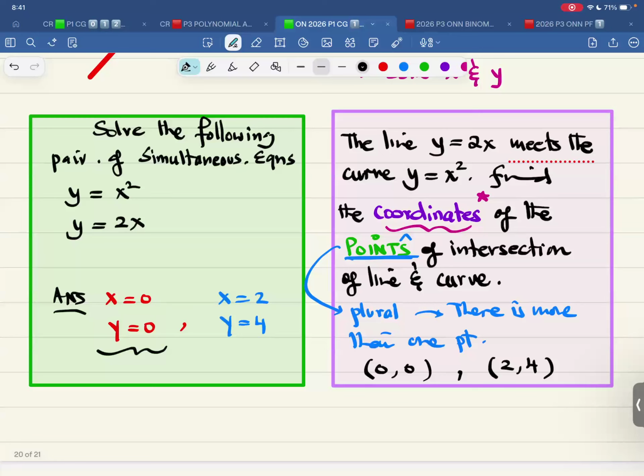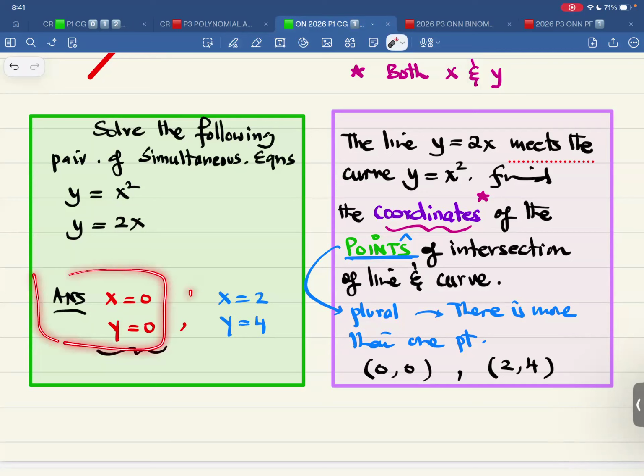Now look at this thing. It's the same working, but two different perspectives. An examiner in P1 is very, very particular about all these things. So 0, comma 0, 2, comma 4, if they ask for the coordinates of the points of intersection. If they ask for simultaneous equations, they would be asking it like this: x is 0, y is 0, x is 2, y is 4.